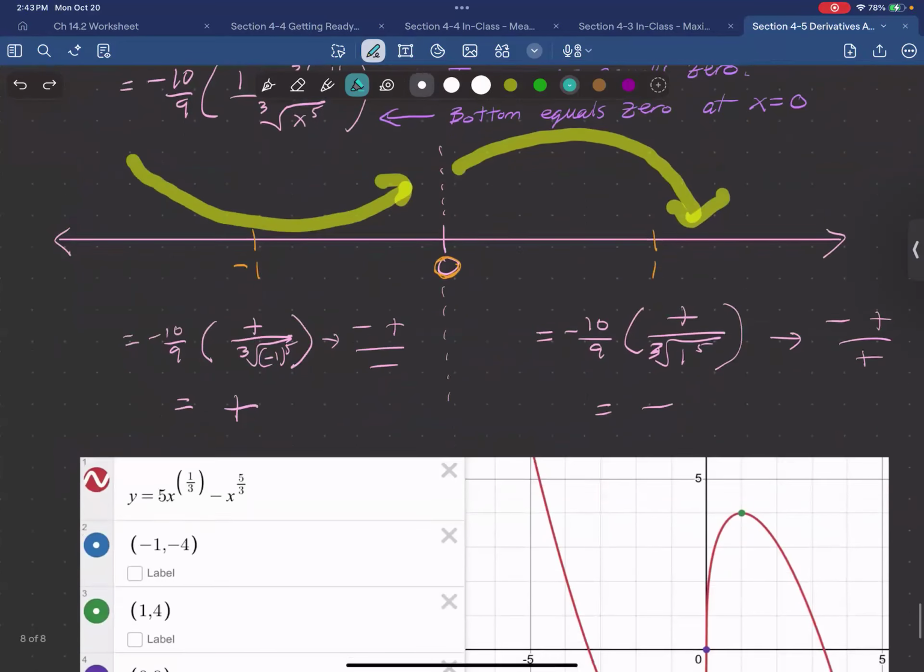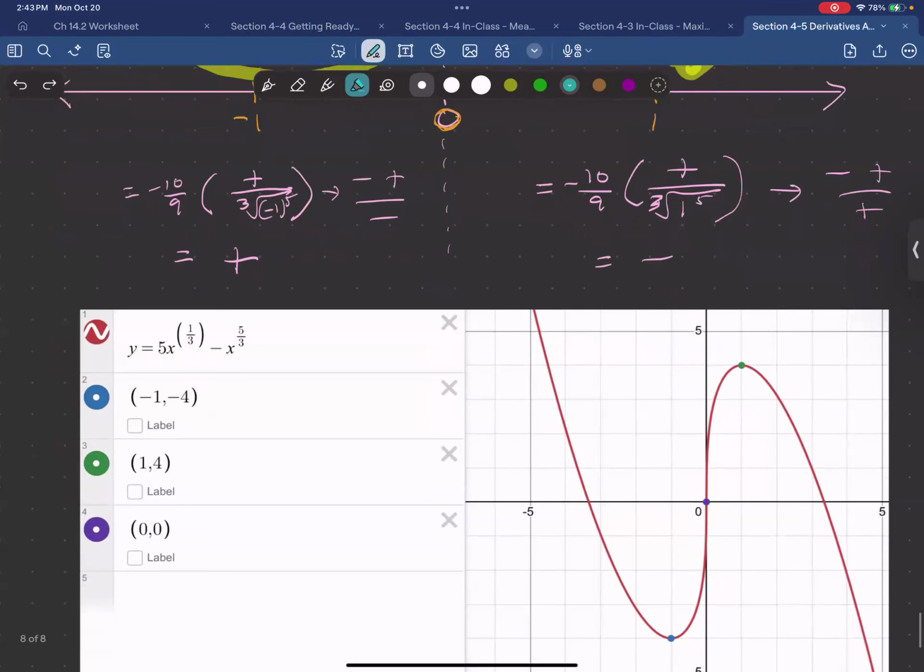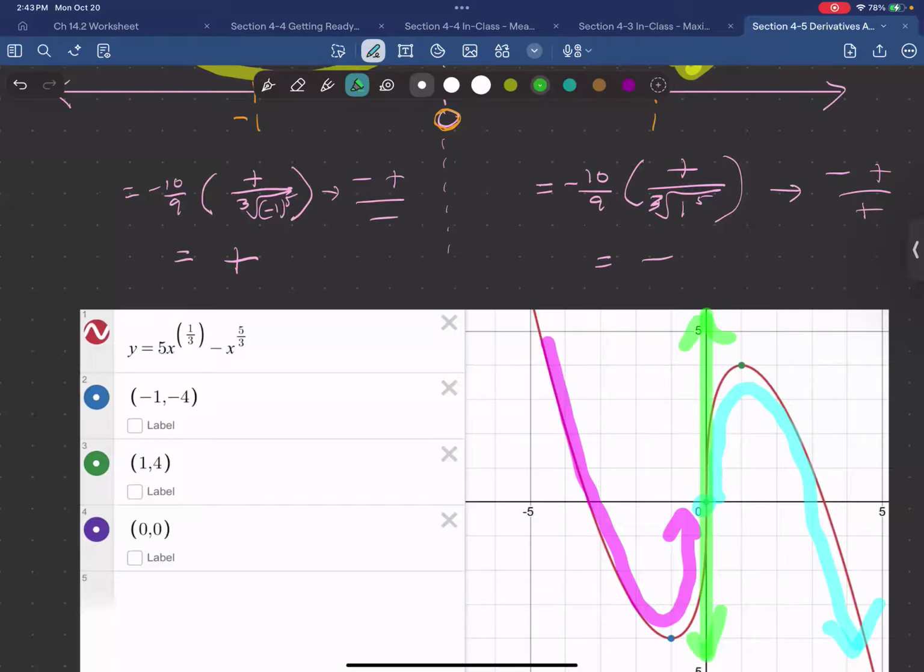Come down and take a look at the graph. We saw the graph before, but now I've plotted my 3 points. And we can see that we are concave up right here. We are concave down right here. And we have no concavity here. And our derivative was a problem here. That's where we said we have a vertical tangent line. Okay?